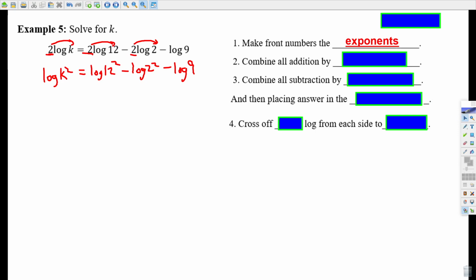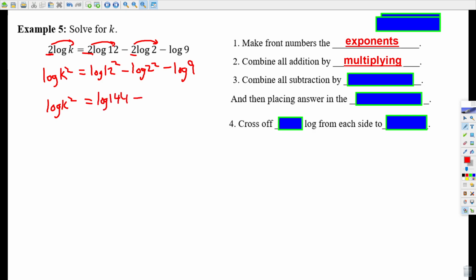And then I'm probably going to solve these ones, these exponent ones, and do the next step. The next step would be combine all addition by multiplying together. We don't have any addition, so I'm just going to write my next step by just keeping this and changing it to what it equals. Log k squared. We can do log of 12 squared, that's 144, minus log of 4, minus log 9. Okay, so we actually don't have this one. This one's done.